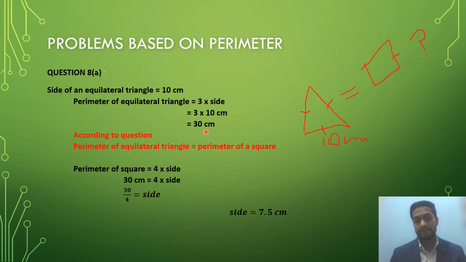you will get 30 centimeter. Now according to the question, the perimeter of the equilateral triangle is equal to the perimeter of the square, meaning both plane figures, triangle and square, share the same perimeter. So the perimeter of the equilateral triangle is 30 centimeter, which is also the perimeter of the square. And the perimeter of a square is 4 into side. So 30 equals 4 into side. Just do the simple cross multiplication and you will get the side of the square. So 30 divided by 4, you will get your answer 7.5.